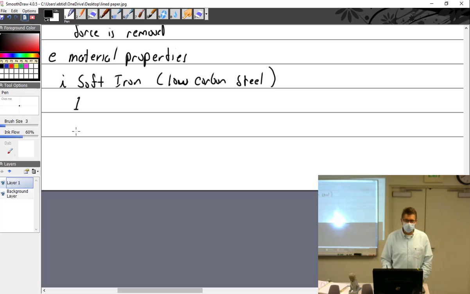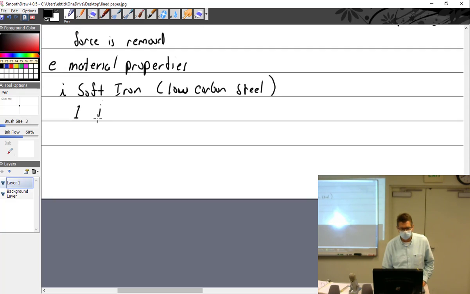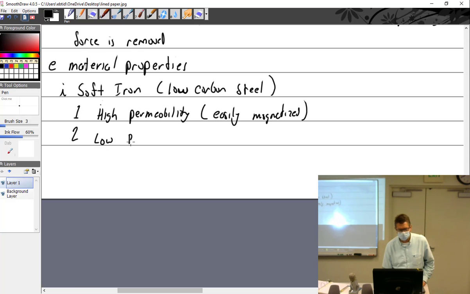So you have to think about what it is you're working on and is it a hard thing or a soft thing, because you have to understand these properties of magnetism in order to properly do what you're doing. So soft irons, low carbon steel, they're going to have high permeability. Easily magnetized. So that means it's going to have what for residual magnetism? Okay, low residual magnetism.